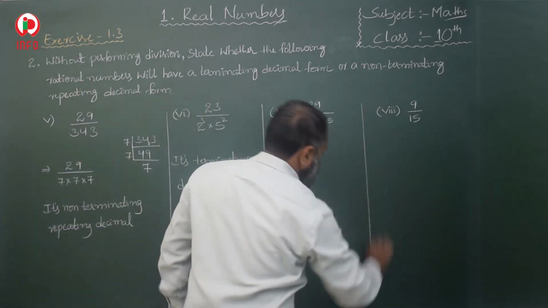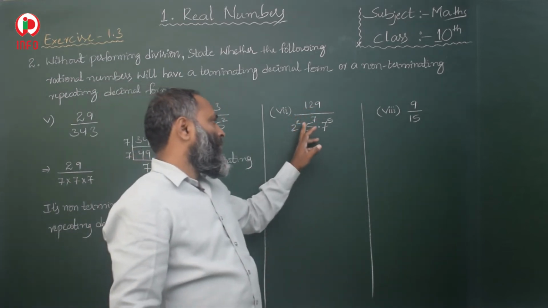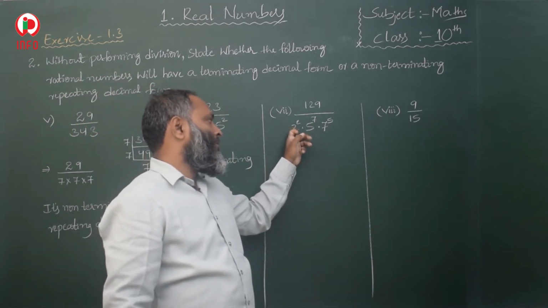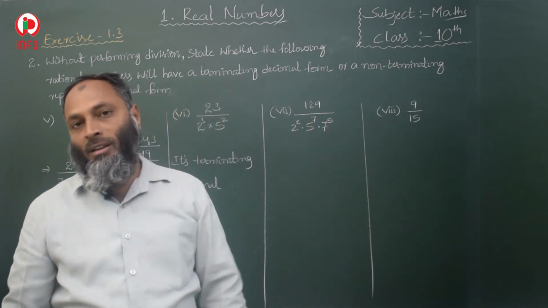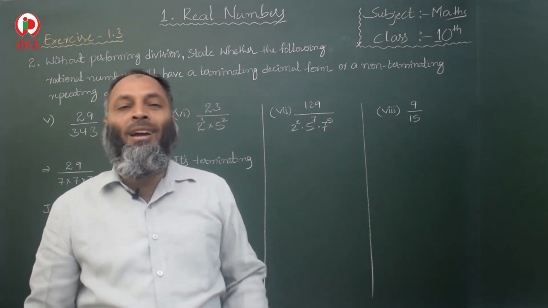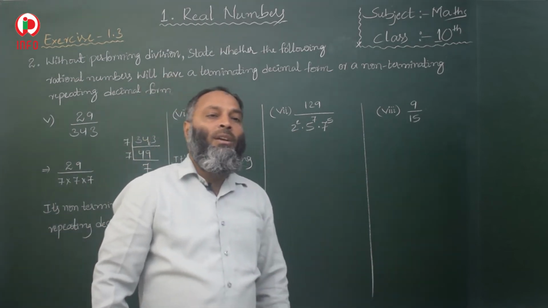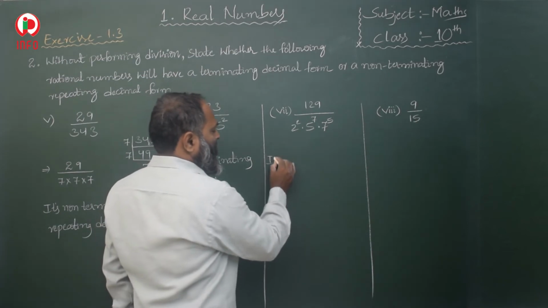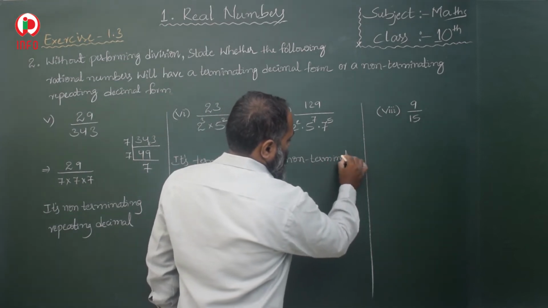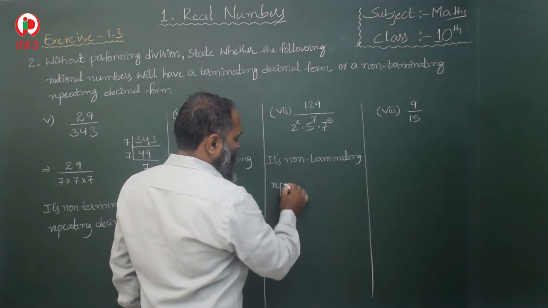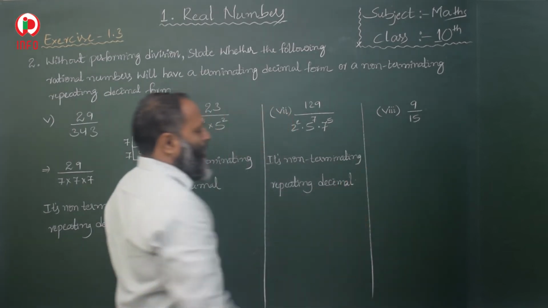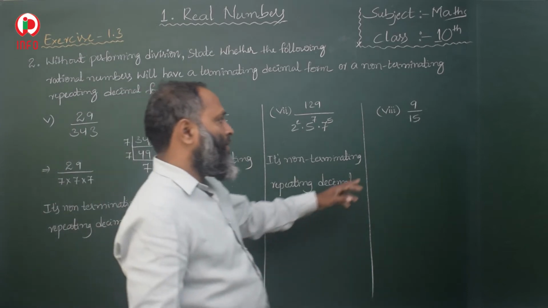So the next one, the seventh question, 129 by 2 square, 5 power 7, 7 power 5. So it is a non-terminating decimal. Here the denominator is the product of 2s and 5s as well as 7. As 7 is also there, but we need only 2s and 5s. If the denominator is the product of 2s and 5s, then only it is terminating. Other than that, if any other number comes, then it is a non-terminating repeating decimal.